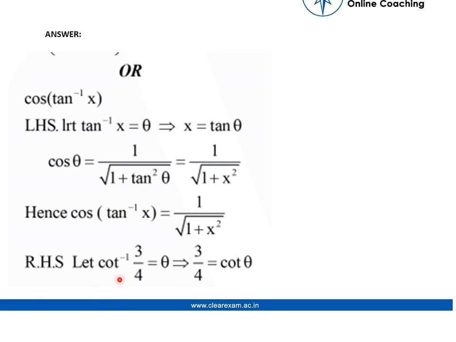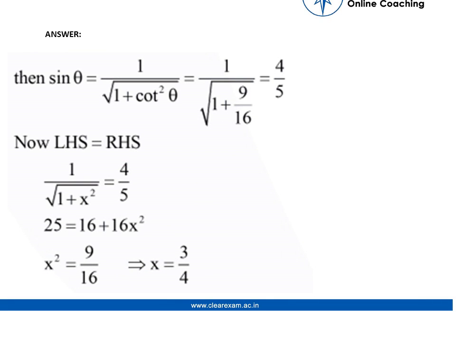Now we need to solve the RHS, that is cos inverse 3 by 4 is equal to theta. 3 by 4 is equal to cos theta, so cot theta follows from this. Another property says that sine theta is equal to 1 upon under root 1 plus cot square theta. Similarly, we'll put the value of cot theta and square it up. After solving this, we'll get 4 by 5. Now equating LHS and RHS, we'll get the value of x, that is none other than 3 by 4.